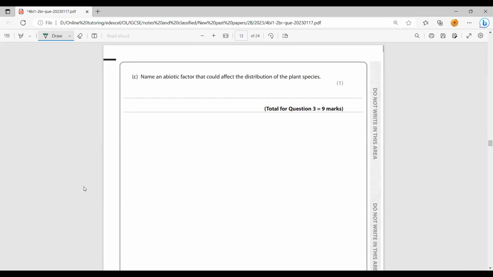Name an abiotic factor that could affect the distribution of the plant species. The question is for Yassin Mohamed. Where did Youssef go? Where did they go? Yassin. Yes, miss. Temperature. Temperature. Okay.